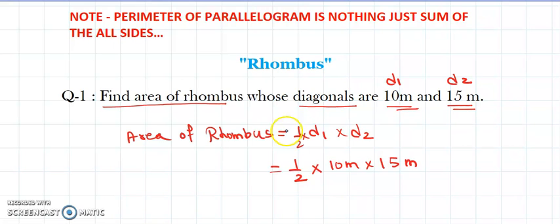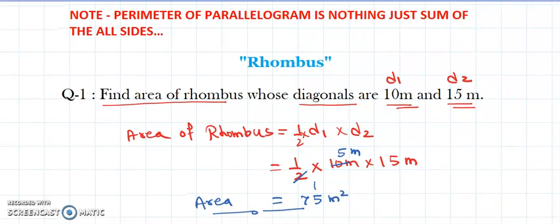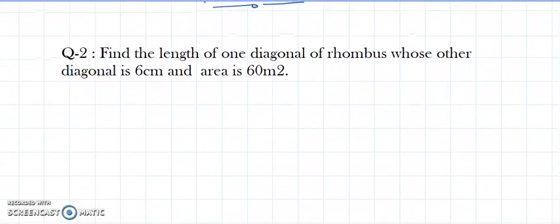Let us simplify it by cancelling. 2 ones are 2, 2 fives are 10. And if we multiply the 5 and 15, it will be 75 meter square. So that's the answer for the area of rhombus for question number 1. Hope you have understood this very easy question. Now let us move towards the second kind of question.